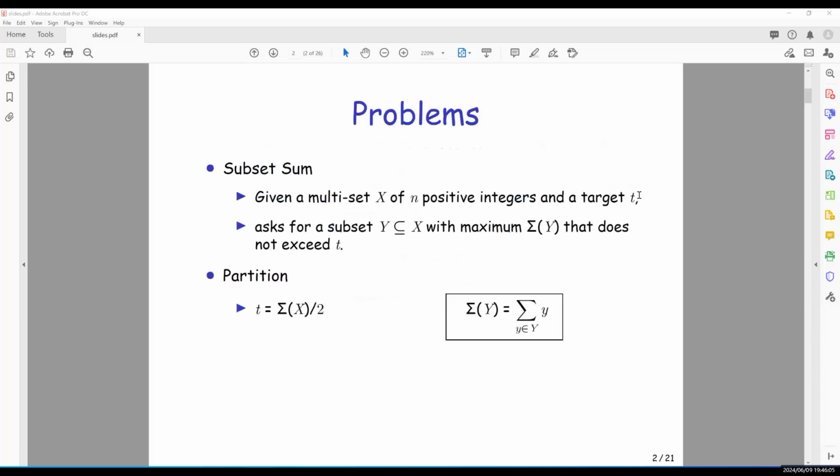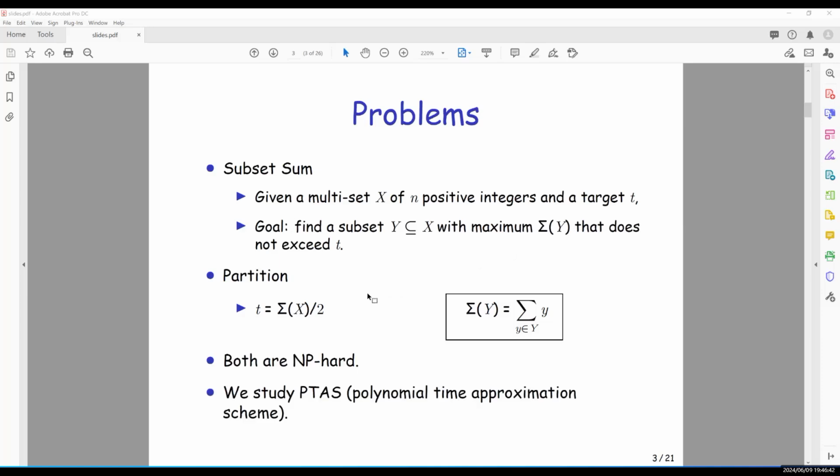Okay, so let's start. We studied the classic subset sum problem. In this problem, given is a multiset X of n positive integers and a target value T. The goal is to find a subset Y of the multiset X such that the sum of all integers in Y is maximized, subject to the condition that this sum is no more than the target value T. Specifically, if this target value T is exactly half of the sum of all input integers, then this special case is called partition. Both subset sum and its special case partition are well-known NP-hard problems.